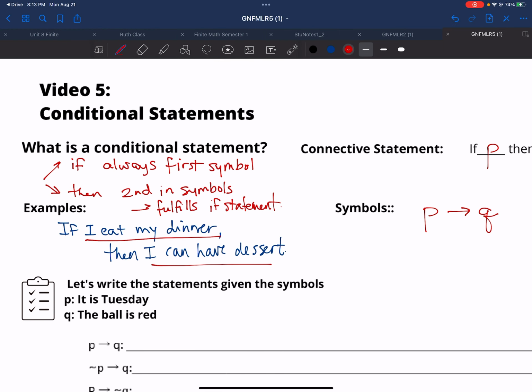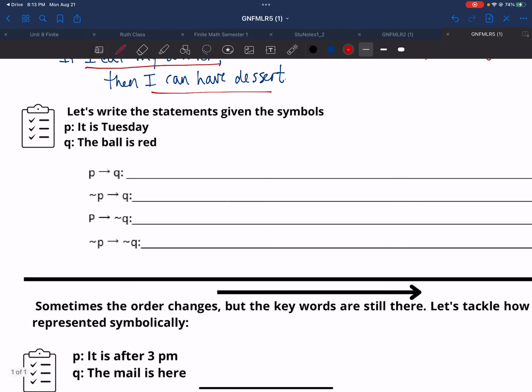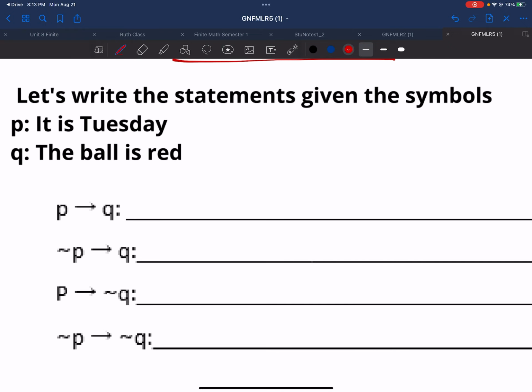So there's two parts, an if and a then. The if is always the first symbol, and the second part, then, is always the second in the symbols, and it fulfills the if statement. Okay, so let's write some statements. Let's see how easily I can write on here.